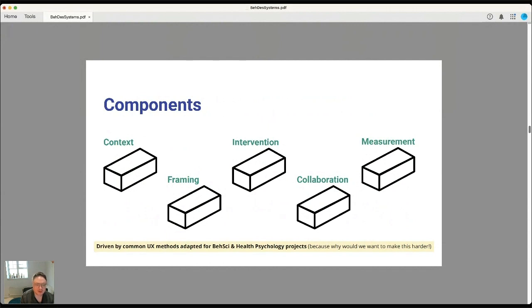And of course, underpinning all of this, these are driven by common UX methods that are adapted for behavioral science and health psychology projects, if you'd like to go into that much detail, and if you have the resource and the specialists on your team. And I've just put that in brackets because why would we want to make this harder? Why would we want to go and be hardcore intervention designers unless that is needed in commercial practice? We're just going to spend the rest of our talk this morning going through these five bits, and then a quick wrap up as well. I've tried to make this as practical as possible. If you do have any questions, please just let me know, and I'll try and answer them at the end.